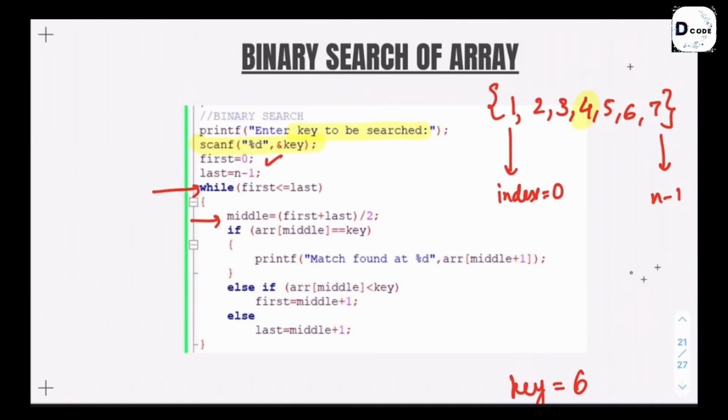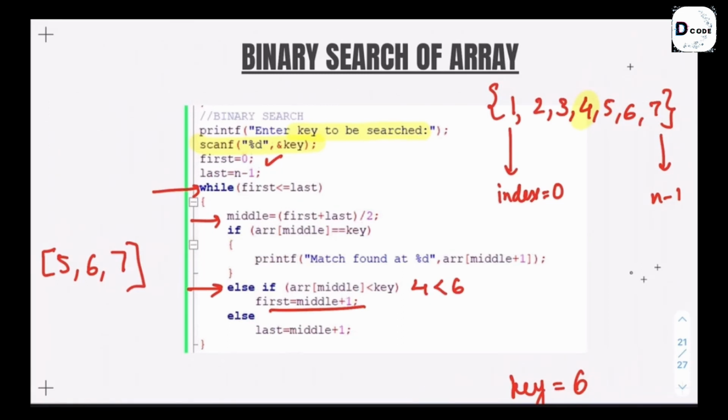So it will again go to the else if condition. Is array middle less than key? Yes, 4 is less than key. So the code that is present inside the else if will be executed. First is equal to middle plus 1. Now the new array will be 5, 6 and 7.